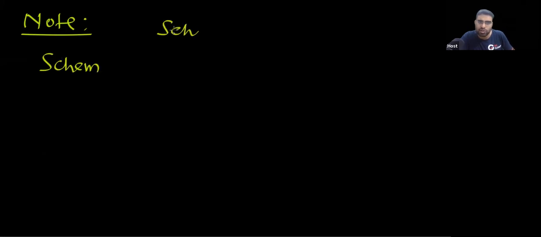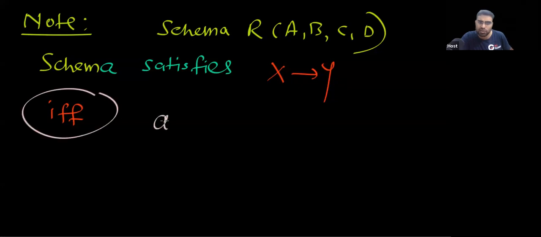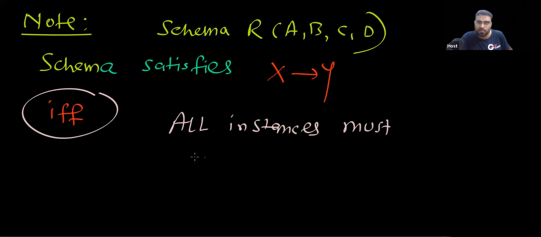Remember, schema satisfies implies all instances satisfy. Let's assume I am giving you this schema R: A, B, C, D, something like that. Now remember this point. Schema satisfies X determining Y if and only if all instances satisfy X determining Y. All instances must satisfy.